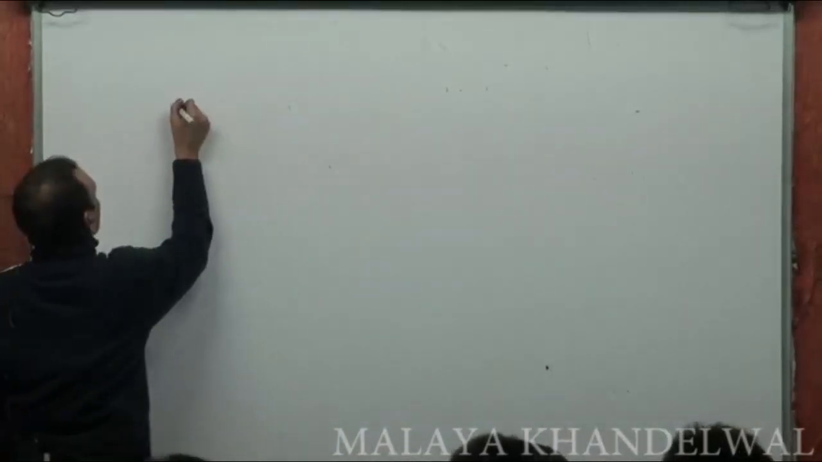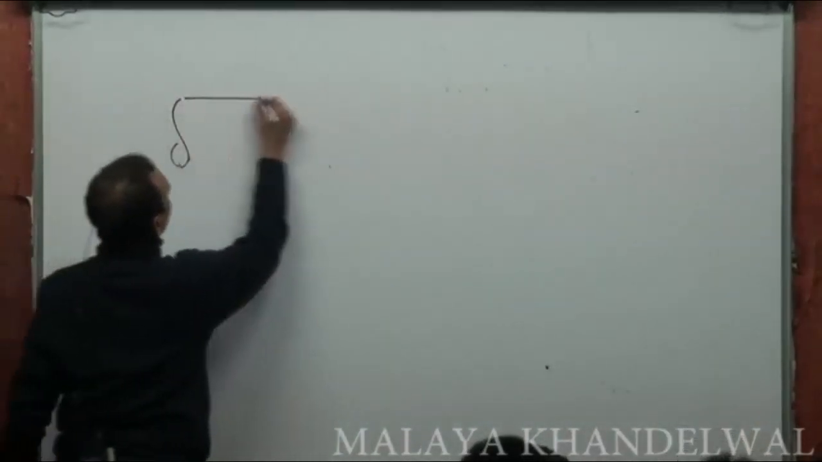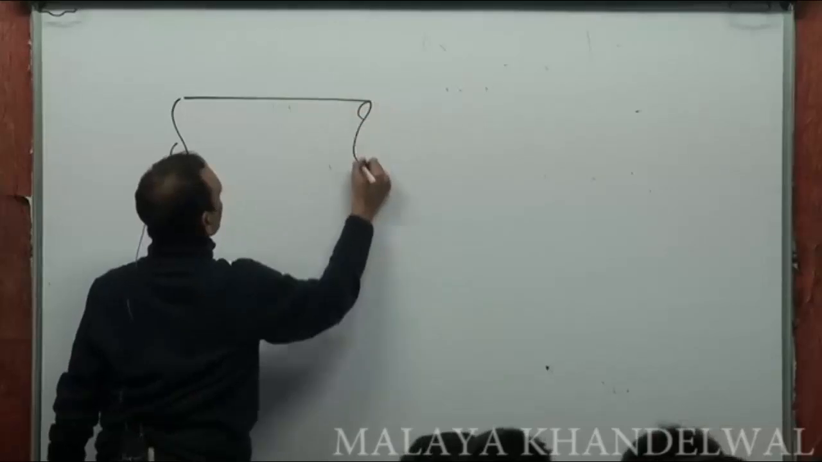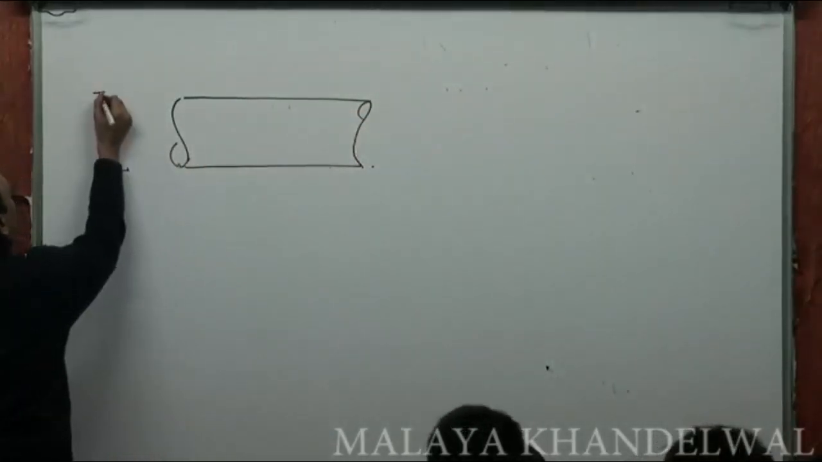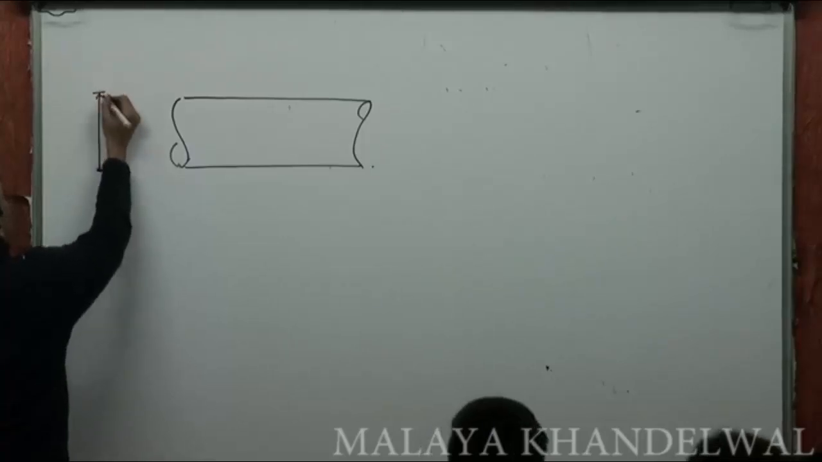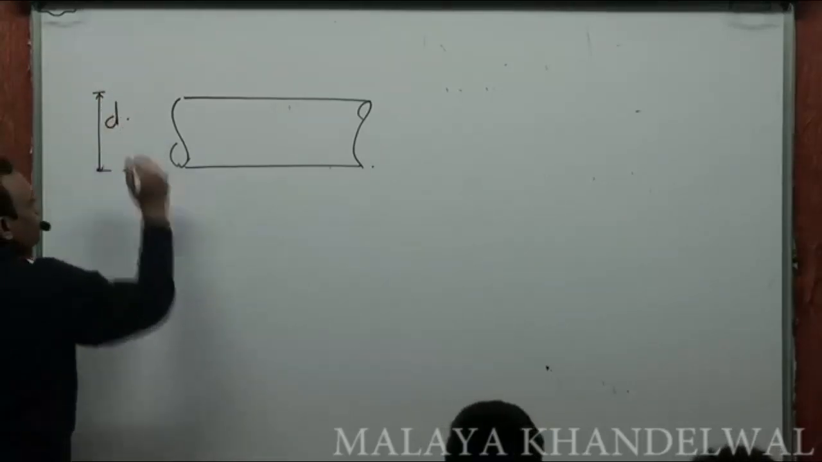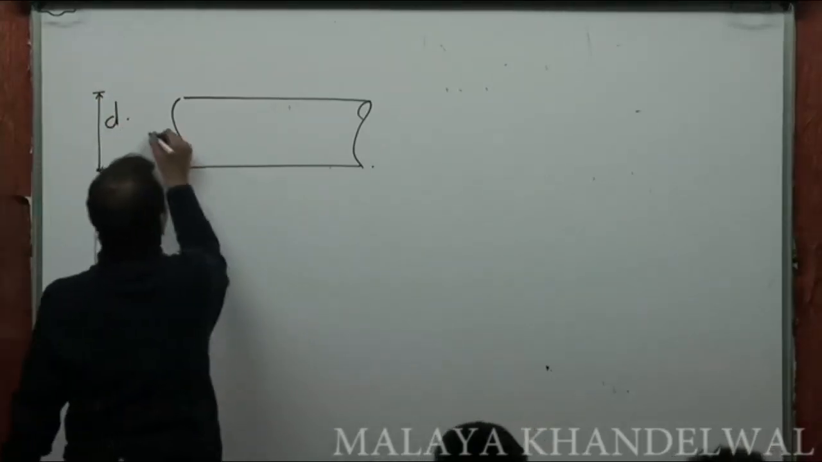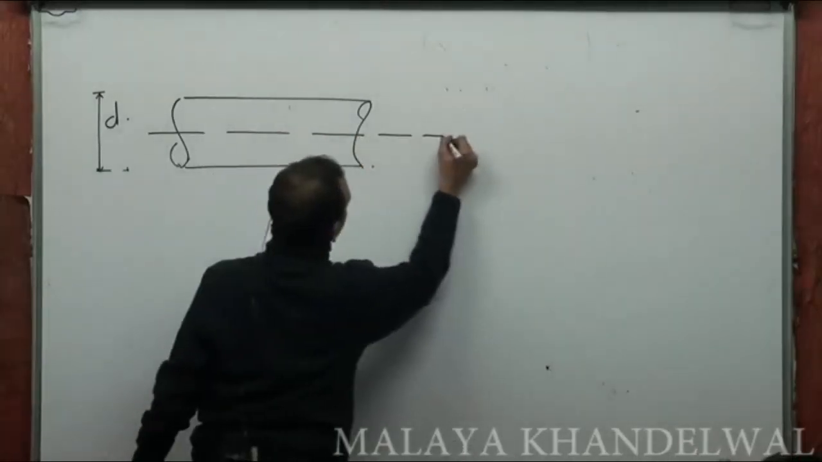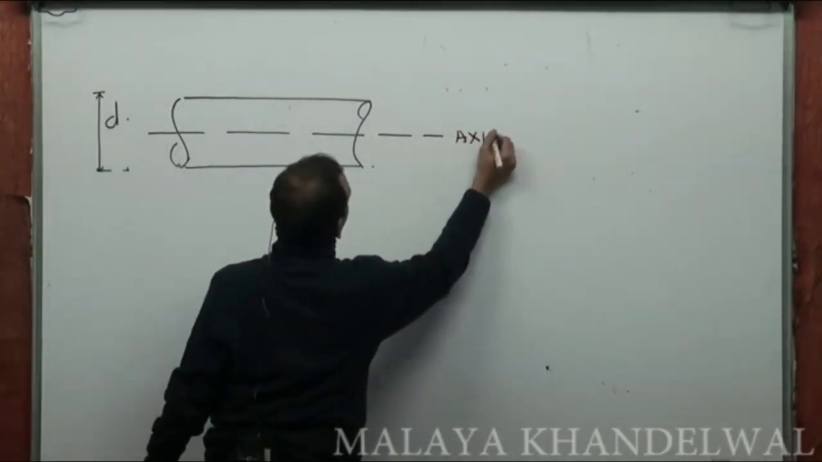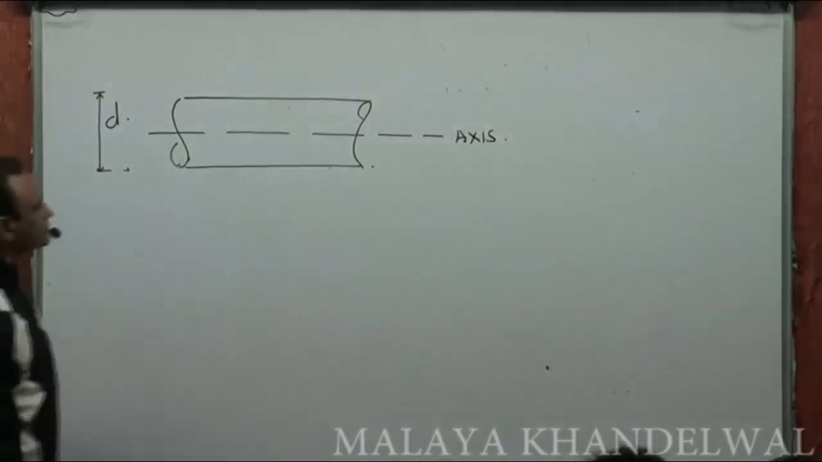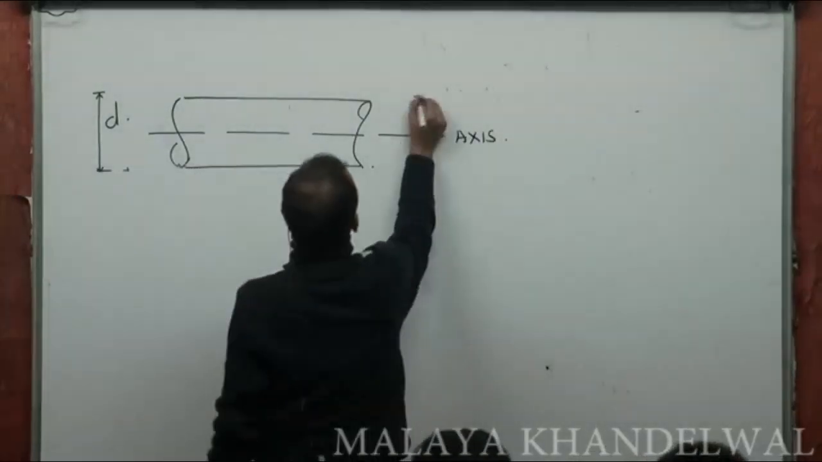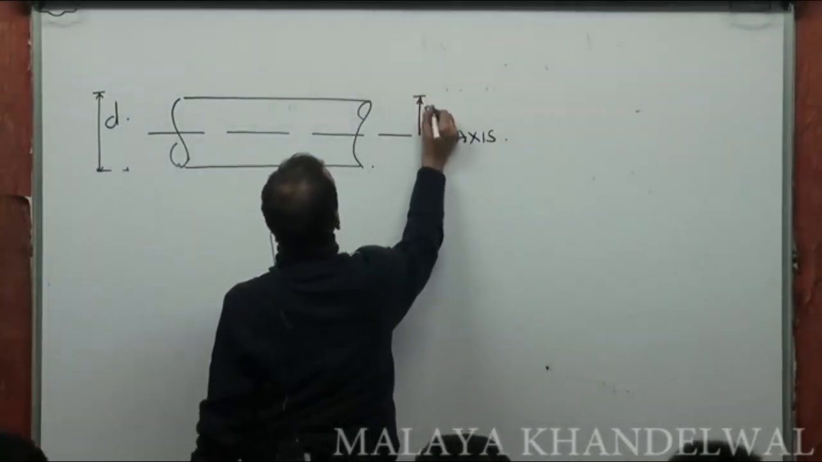Now, see, if this was a pipe of constant diameter d, and this was the axis of the circular pipe. Say the radius of this is capital R.